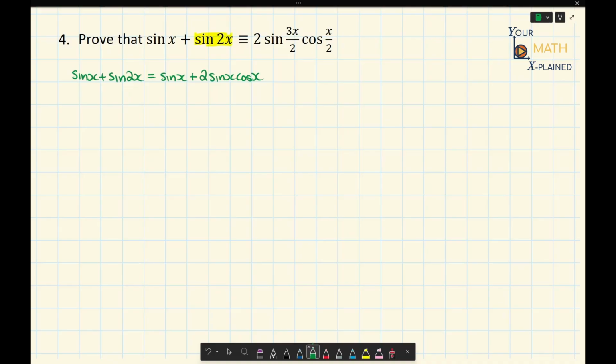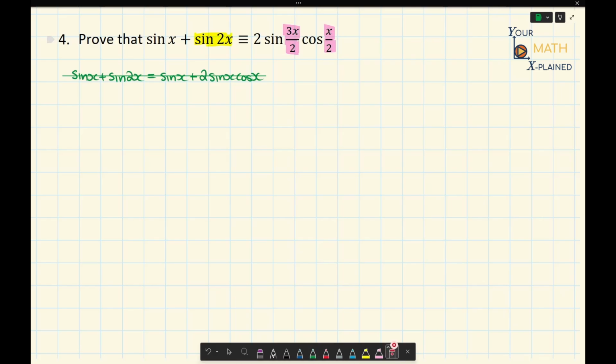And now, even though, yes, we can factor out a sine x, there's no way for us to get to the right-hand side. In fact, if you look at the right-hand side, we have 2 different angles. We have a 3x over 2, and then we have an x over 2. And there's no way for us to get that using the double angle identity. So that means this way is not going to work.